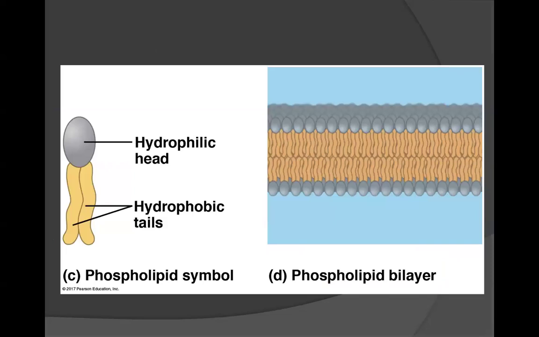This image here depicts what that phospholipid bilayer looks like. Note that the hydrophilic heads in gray are oriented towards each other, while the fatty acid tails in orange or yellow are also lined up. You can see that it is a bilayer because there are two layers of phospholipids.